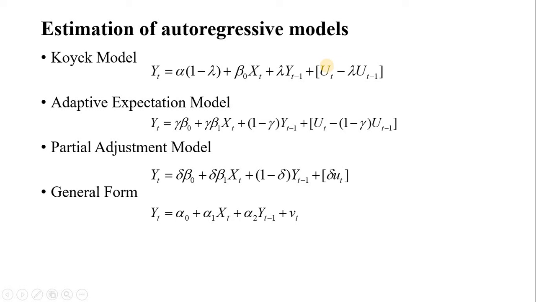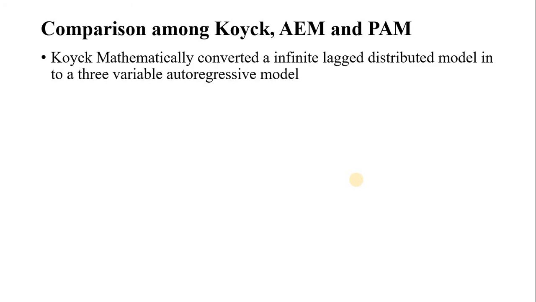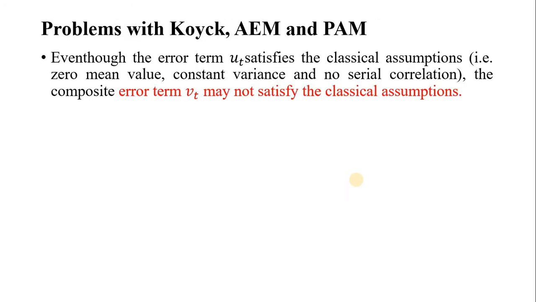Similarly, if we look at the adaptive expectation model, here also we started with an equation. In that equation we had u_t, but when we finally derive this model, we don't have u_t. Instead, we have u_t minus (1 minus gamma) u_(t-1). We call it v_t. It's a composite u_t, or composite error term. Similarly, in the partial adjustment model also we don't have u_t. Instead, we have delta u_t. So what's the problem with this?